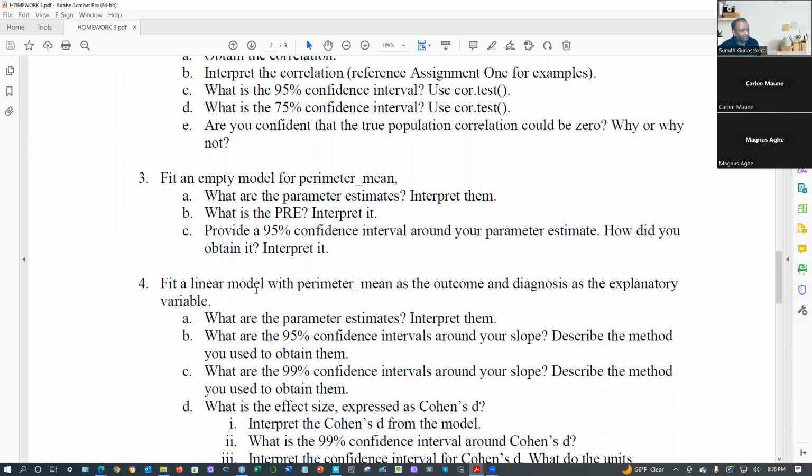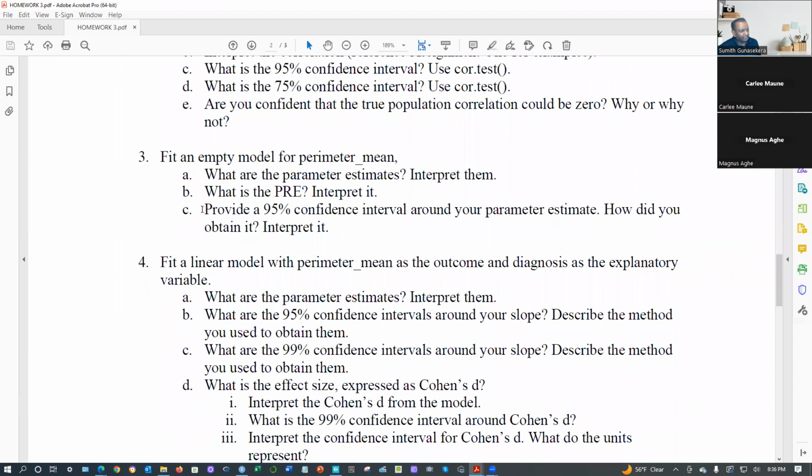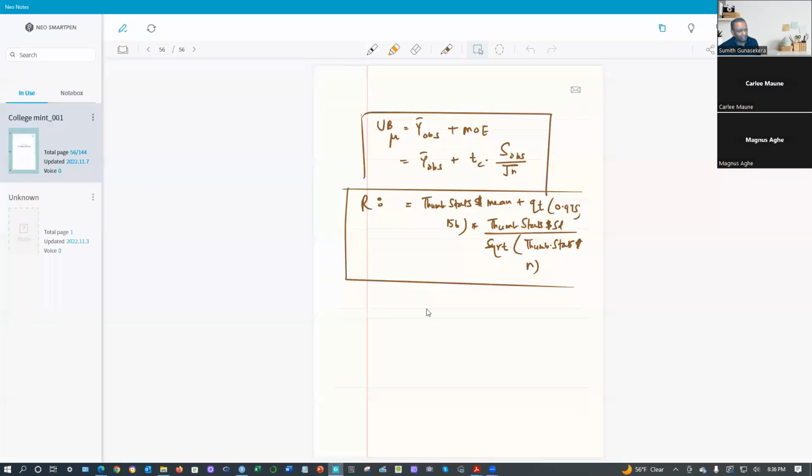So I'm over here, this part. Fit an empty model for the parameter mean. Parameter mean means average. For the average, I'm constructing a confidence interval right now. What are the parameter estimates? The other day we talked about that one. Parameter estimate is nothing but the y bar obs.